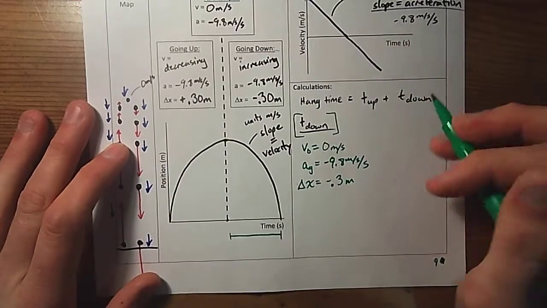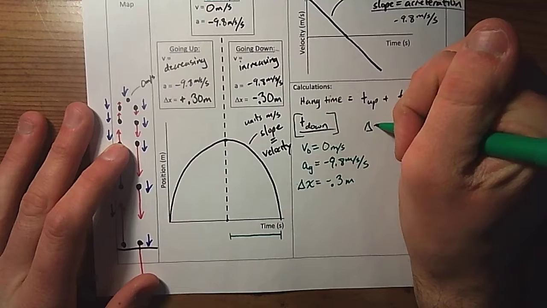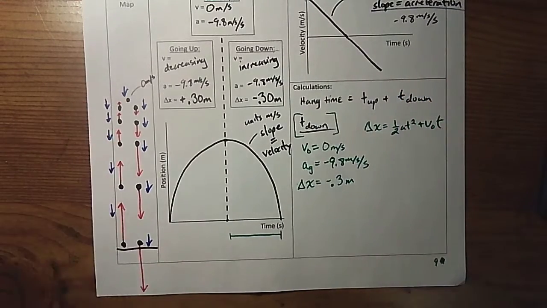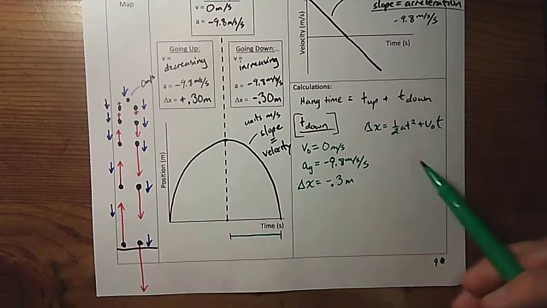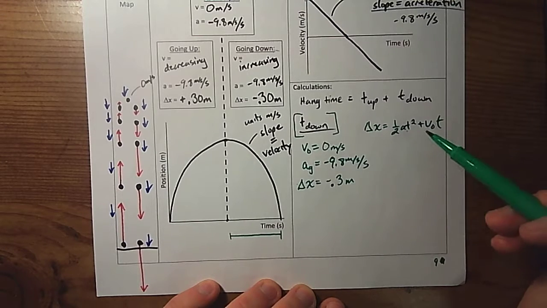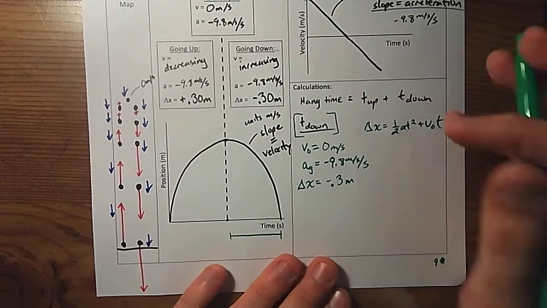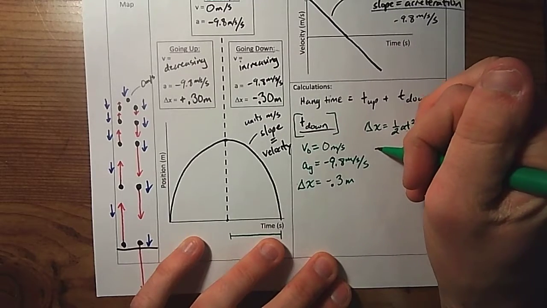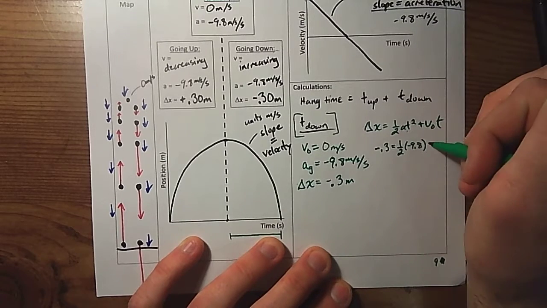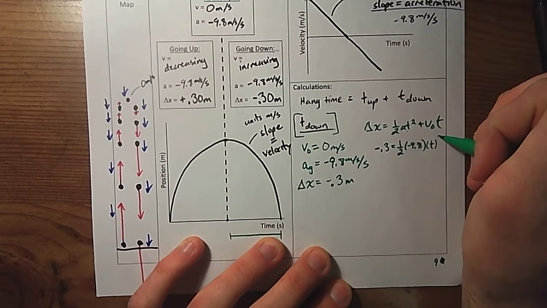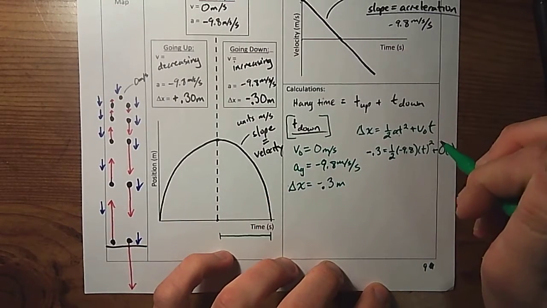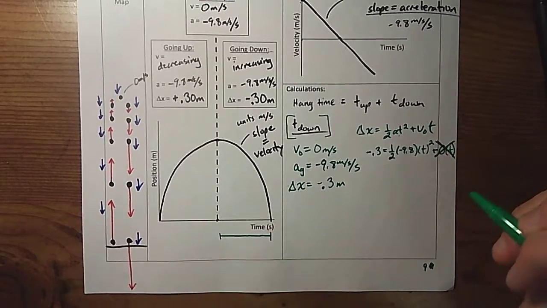The equation I'm going to use to find the time is delta x equals 1/2 a t squared plus my initial velocity times time. The reason I'm using this equation is because I'm looking for time, and I have all the other variables: my initial velocity, my acceleration due to gravity, and my change in position. So I'm just going to start to plug in numbers now. Negative 0.3 is equal to 1/2 times negative 9.8 times time squared. And my initial velocity is 0, so that term cancels out, it doesn't matter what my time is.